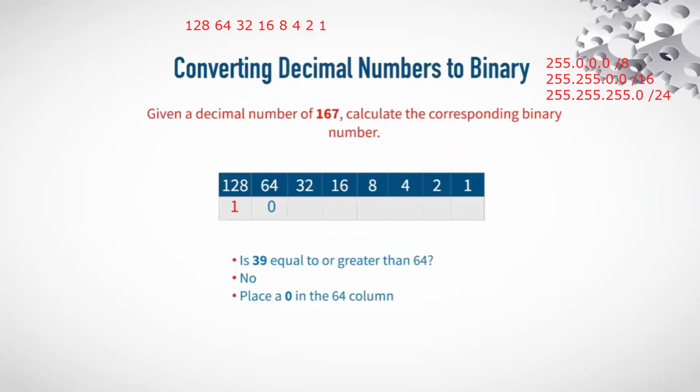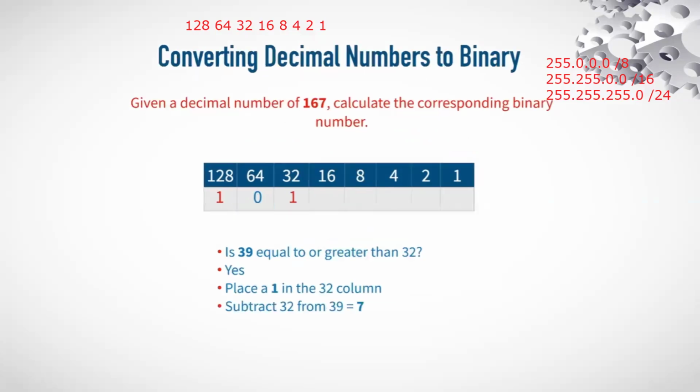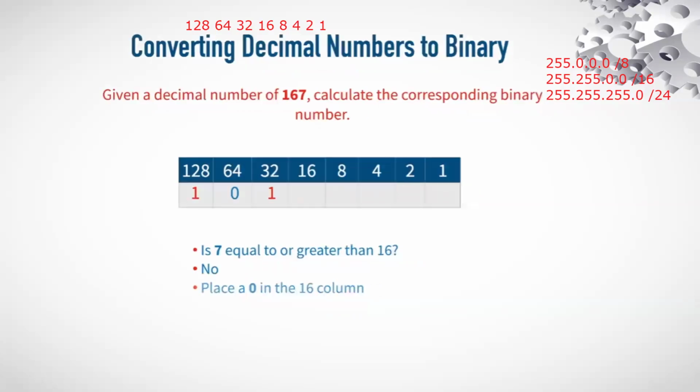Now we go to the next one. Is 39 greater than or equal to 64? No. Then in that case, it is 0. We just carry forward to the next bit. Is 39 greater than or equal to 32? Yes. We mark it as 1 over there. So 39 minus 32, what are we getting? 7. Now again, that information carries over. Is 7 greater than or equal to 16? No, we mark it as 0 over there, right? Is 7 greater than or equal to 8? We mark it as 0, right?